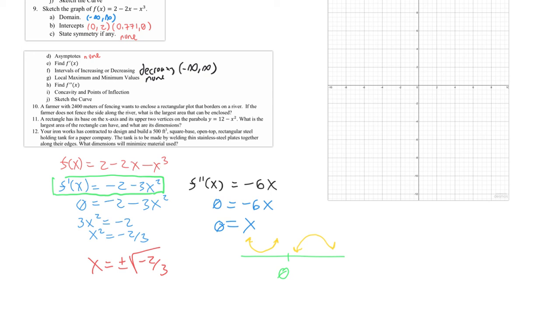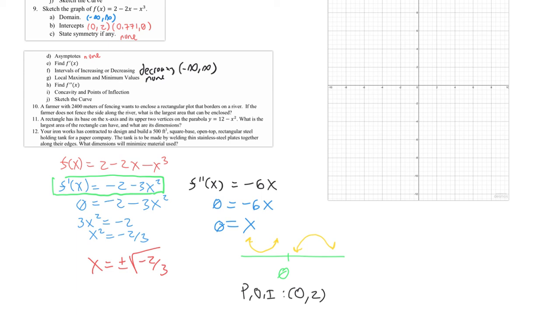So with regards to the point of inflection, if I plugged 0 in for x at the original function, then it would be the point (0, 2). So I'm going to write point of inflection is at (0, 2). So that's important. And then we're ready to sketch the curve.